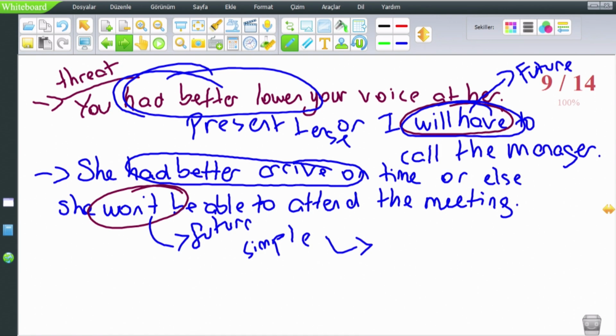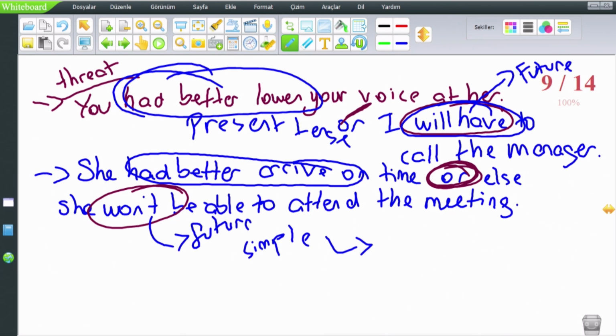You can come across to or else with had better if it's used with the meaning of a threat a lot, but you don't necessarily need it to give that meaning. So we can understand that this is a perfect example for threats. She had better arrive on time or else she won't be able to attend the meeting. Again, this is a strong advice. Sorry, this is a threat.